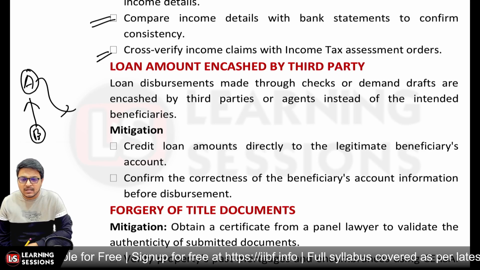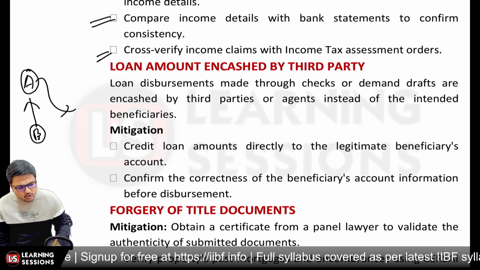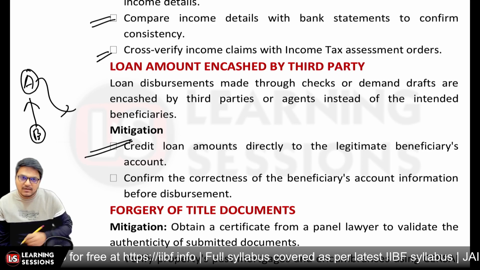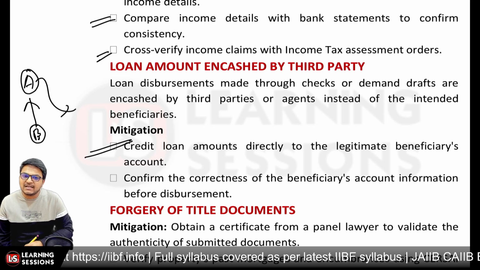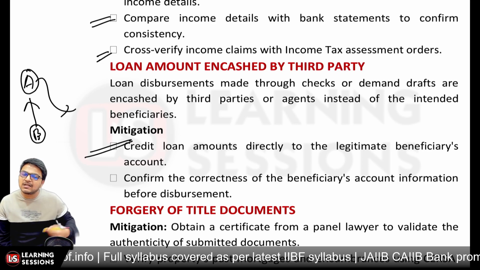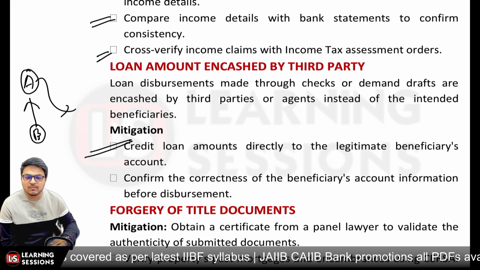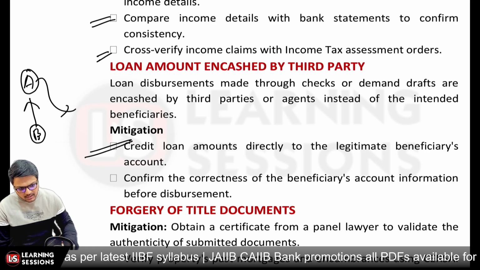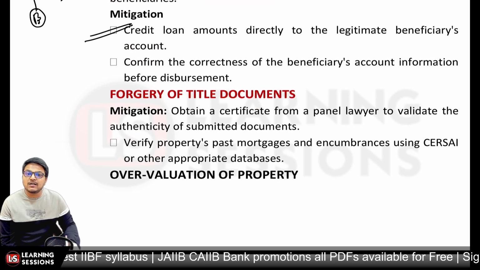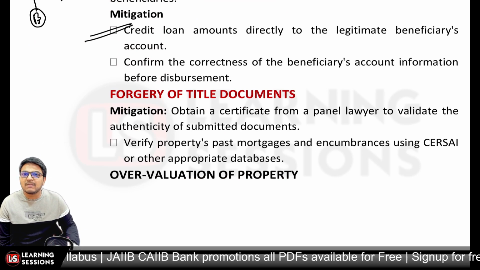How can we mitigate the same? We must credit the loan amounts directly. Let's say we use NEFT or RTGS, directly crediting the amount to the beneficiary account, or confirm the correctness of the beneficiary account information before disbursement, right? That is to be done. And it could also be related to forgery of the title documents, where the ownership documents are forged.